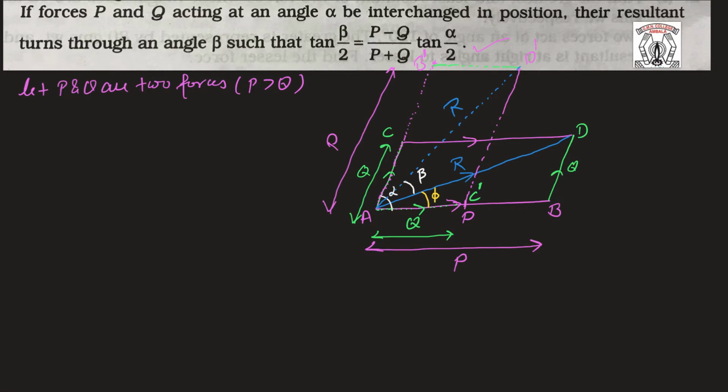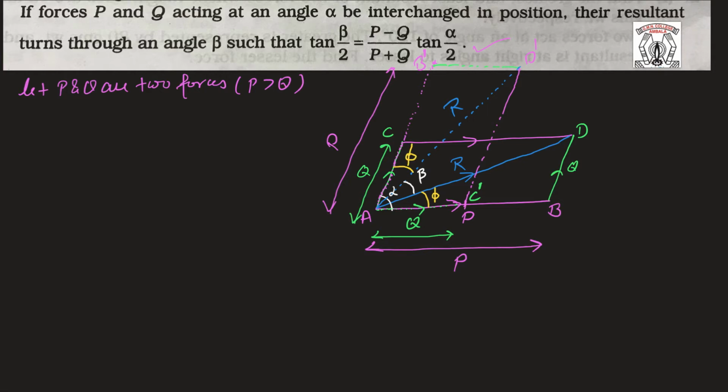So now when the positions of the forces have been interchanged, P has come over here. The resultant is the same, because the forces are the same. This resultant will now be more inclined towards the greater force, which in this case is P. So it will again make the same angle with the greater force, and this angle will also be phi.